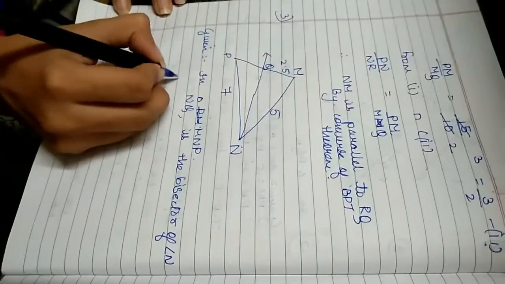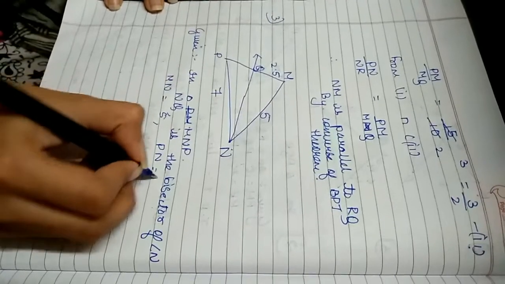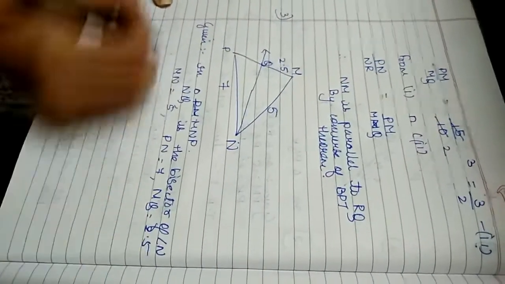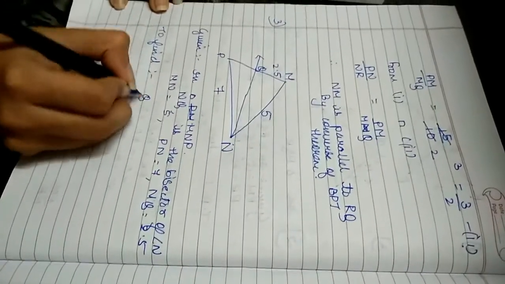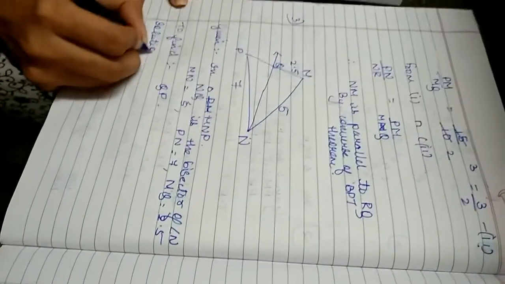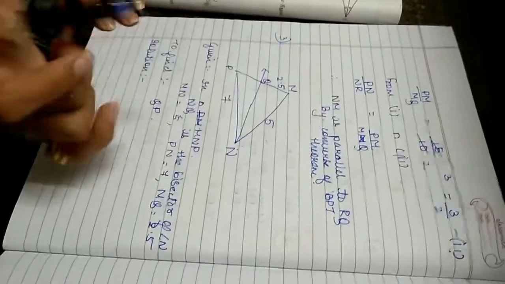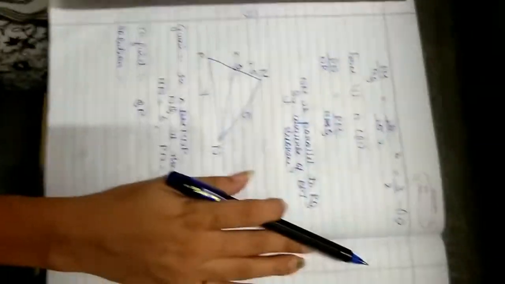Given MN is equal to 5, PN is equal to 7, MQ is equal to 2.5. To find QP. Solution: use angle bisector property. That is, once again, NM upon NP is equal to MQ upon QP, and find out the value of QP.